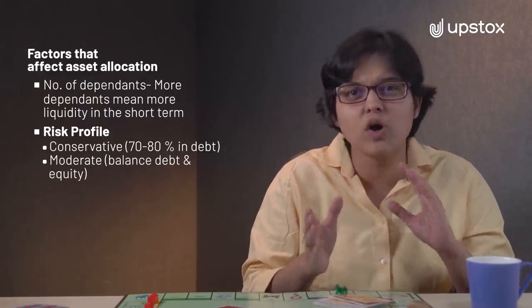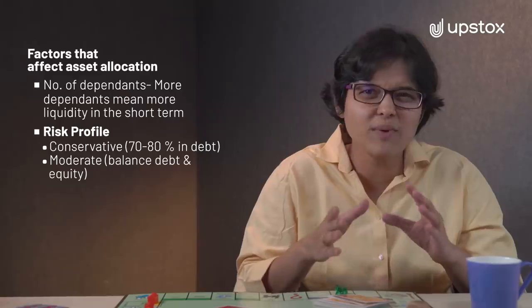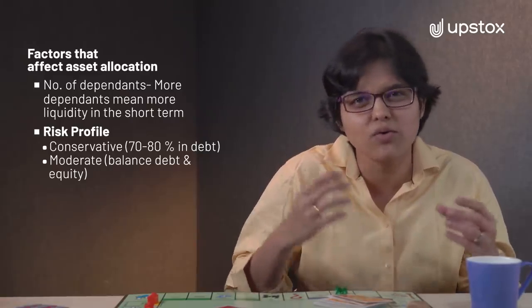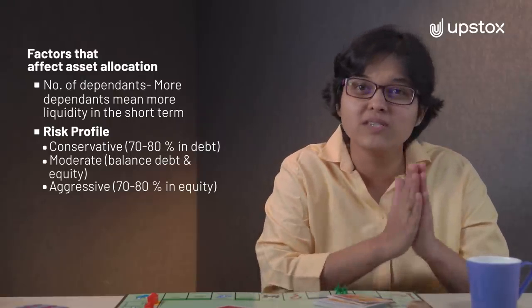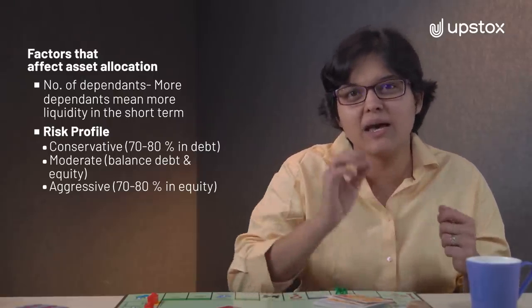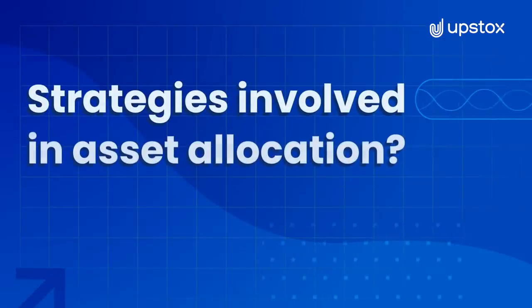If I were a moderate level of an investor which is okay with moderate level of risk, then it will be a balance of debt and equity where 50% can go to debt and 50% can go to equity. And the last one is an aggressive investor wherein almost 70 to 80% can be an exposure towards equity.